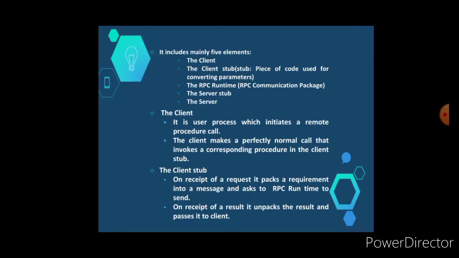The first category is the client. A client is a user process which initiates a RPC. The client makes a normal call that will invoke a corresponding procedure in the client stub. It is a user process which initiates a remote procedure call. In this, the client makes a perfectly normal call that invokes a corresponding procedure in the client stub.